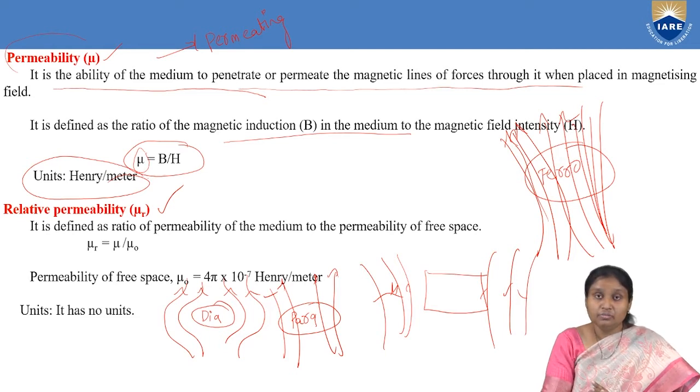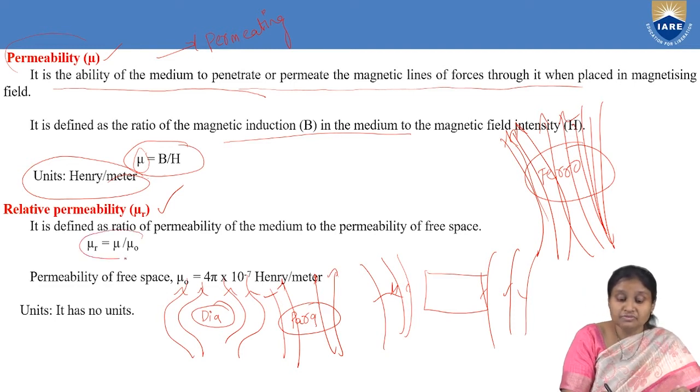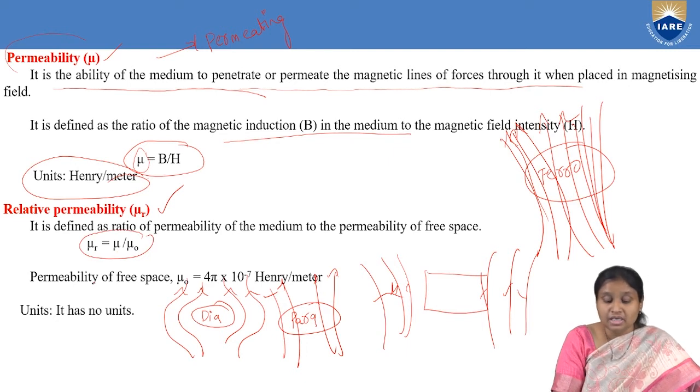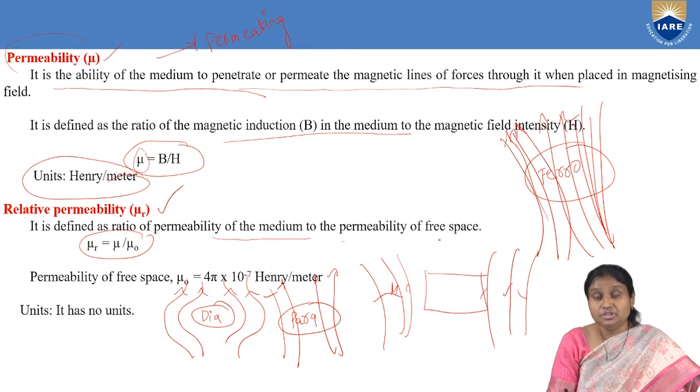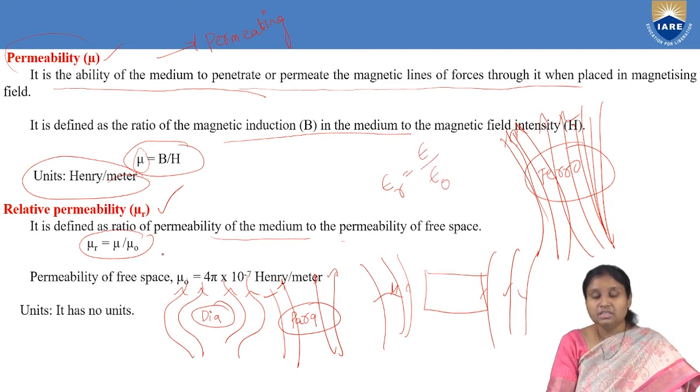So when we are talking about permeability, relative permeability, which is given as mu r, is the ratio of permeability of a medium to the permeability of free space. When we talk about relative permittivity, we take the permittivity of the medium to the permittivity of free space. Here, relative permeability is the ratio of permeability of medium to the permeability of free space, which is mu by mu naught.